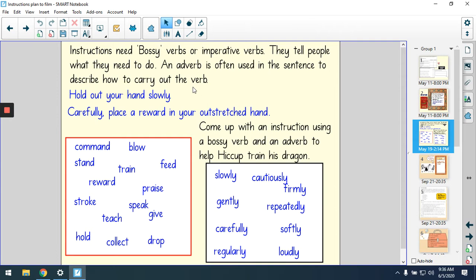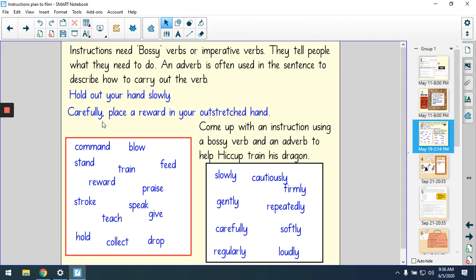But together with our imperative verb, we often use an adverb, because an adverb describes how you carry out the verb. So you think of the difference between someone saying, hold out your hand slowly. It just gives the person reading the instructions a bit more of an idea about how they should do it. We could have our adverb at the end of the sentence, like slowly, or we can bring it to the front.